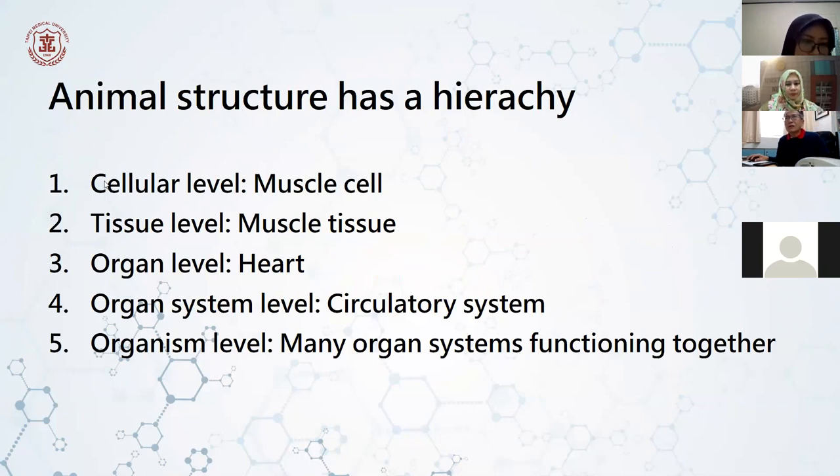The basic level is the cellular level, like the muscle cell, then the tissue level, muscle tissue, and the organ level. So cellular, tissue, organ, and finally different systems compose an organism. Several organs come together at the organ system level, like the circulatory system, and at the organism level, many organ systems function together to make the organism live and do anything.